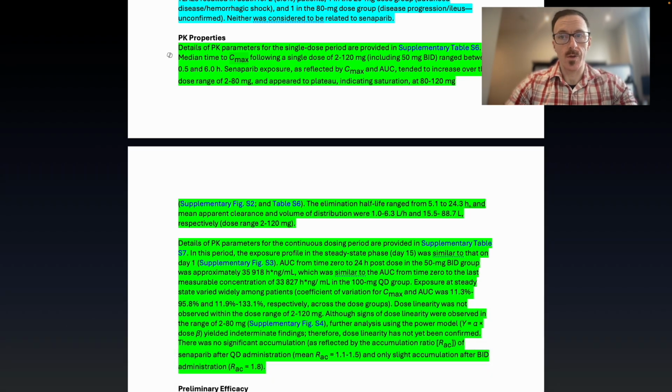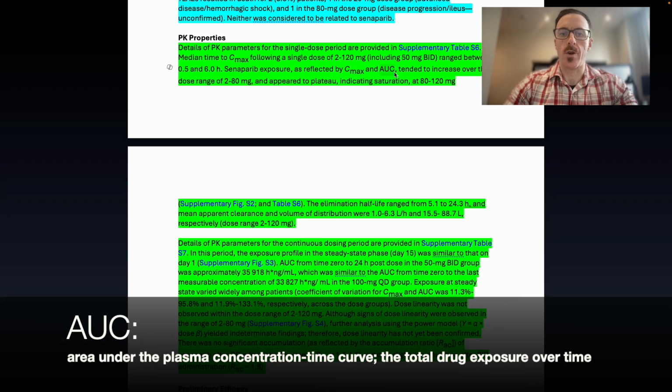The next important statistic to be aware of when reporting pharmacokinetics is this next one here, the AUC, the area under the curve. This represents the total drug exposure over time, and it's the area under the plasma concentration time curve and reflects both the extent of drug absorption and its elimination from the body.